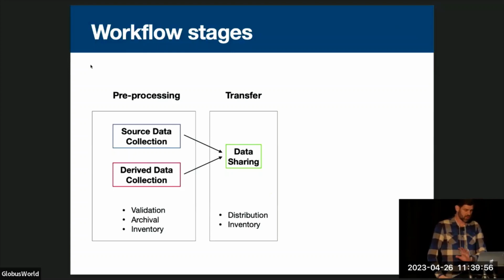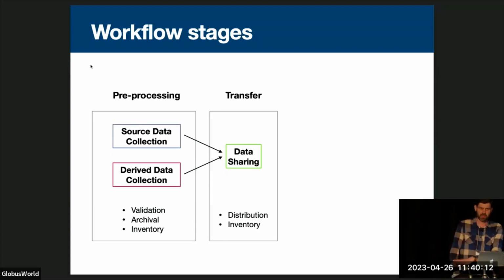So now I'll jump a little bit more into the details of it and where Globus fits in. The workflow has been written in Apache Airflow, and Globus is used primarily for the data transfers between the different sites. The workflow consists of 2 main stages, a pre-processing stage followed by a transfer stage.